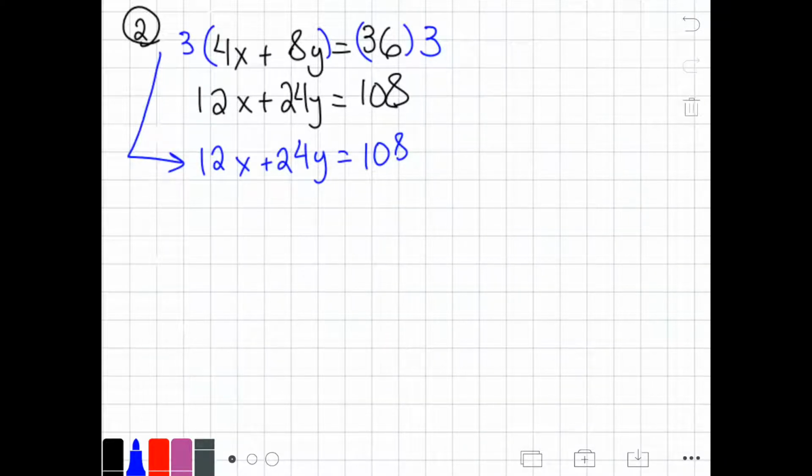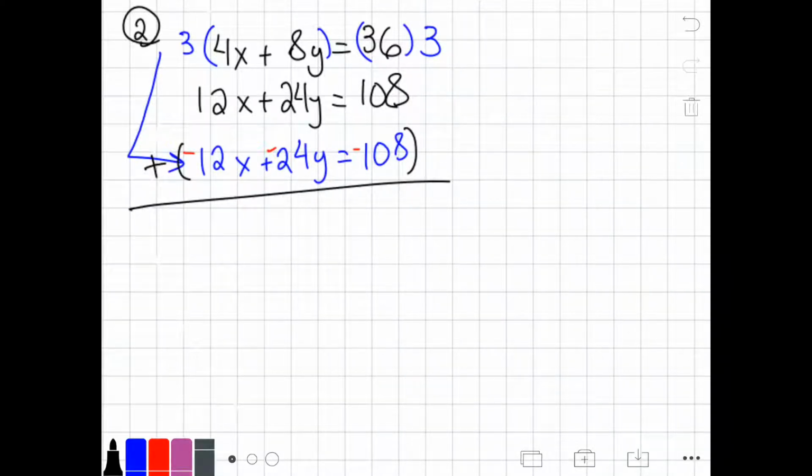So now you might notice something a little funny here. I have a system of equations where both equations are exactly the same. Now, just to be safe here, let's go ahead and eliminate and see what happens. So I could subtract these, or I could multiply by a -1, which would just change all the signs. So let's go ahead and change the signs. So in this second equation, this 12x will become negative 12x plus a negative 24y, and then positive 108 will become negative 108.